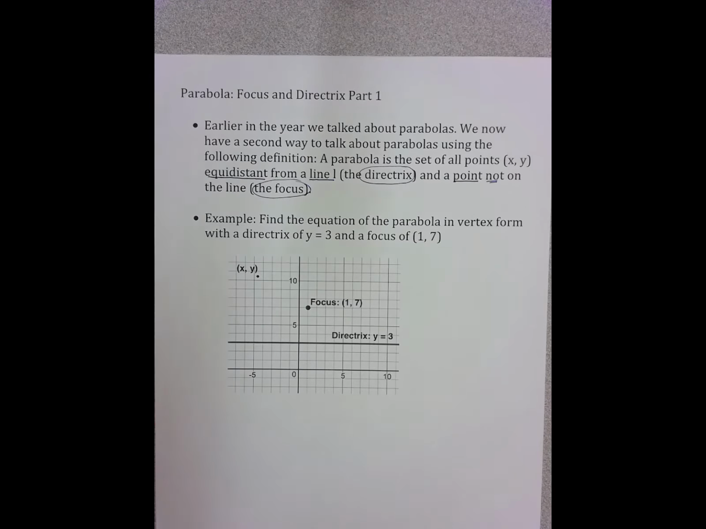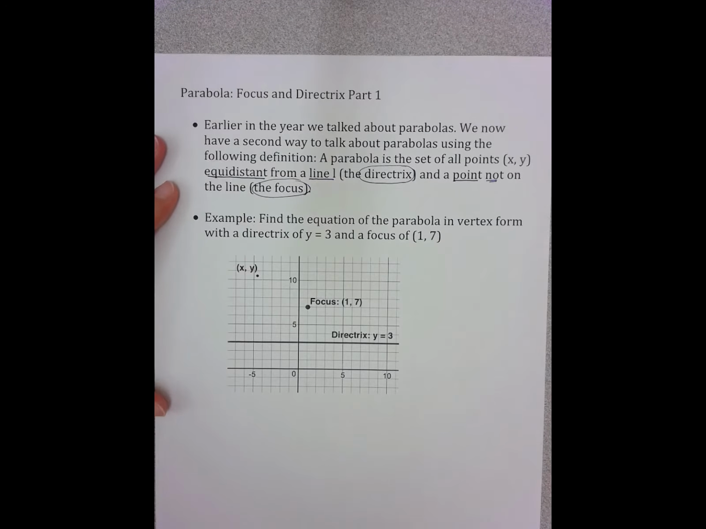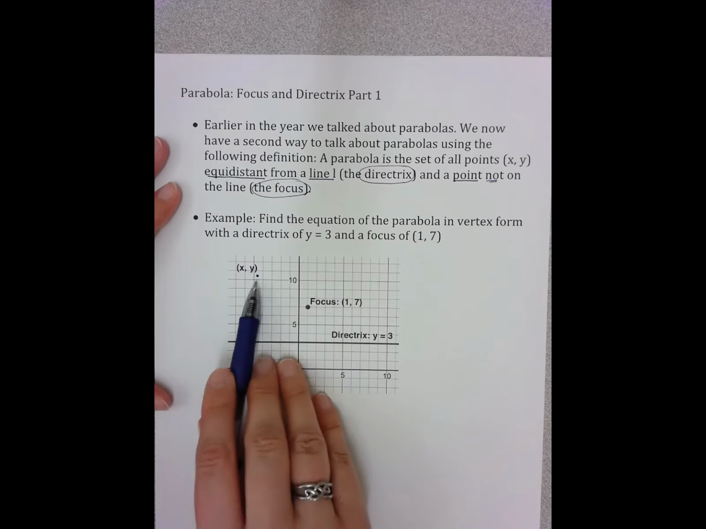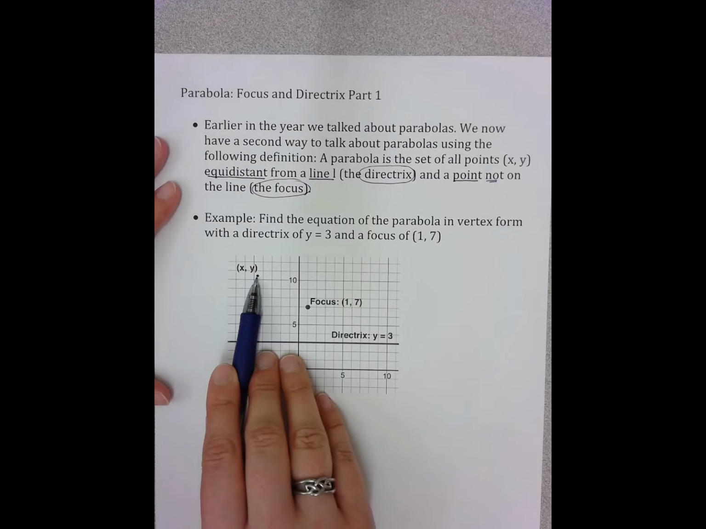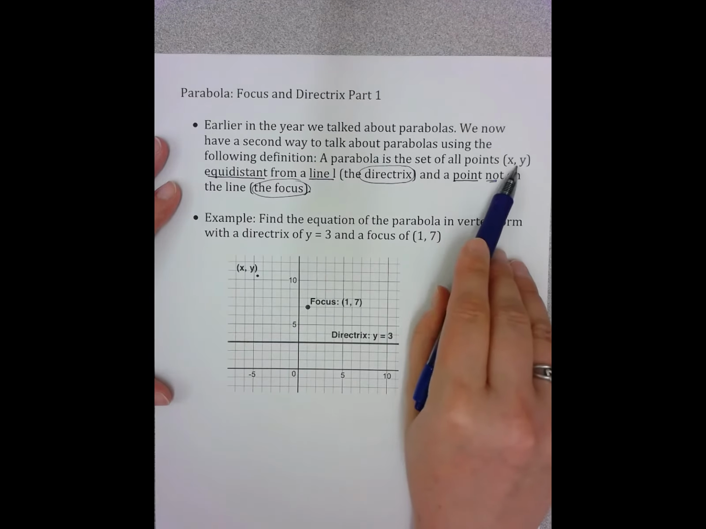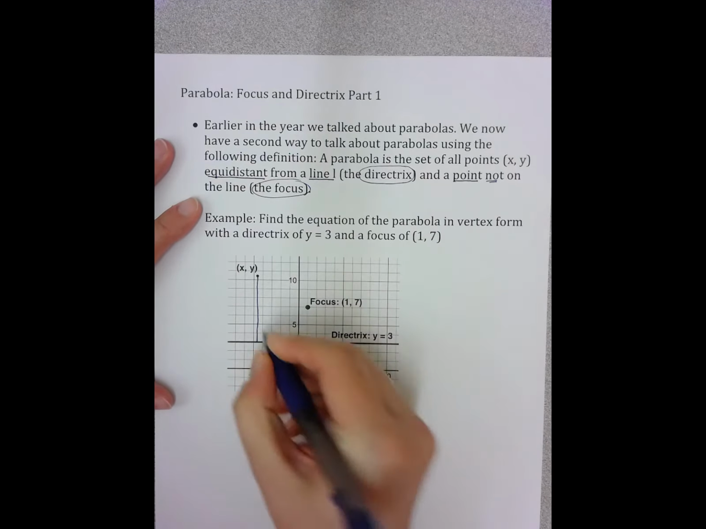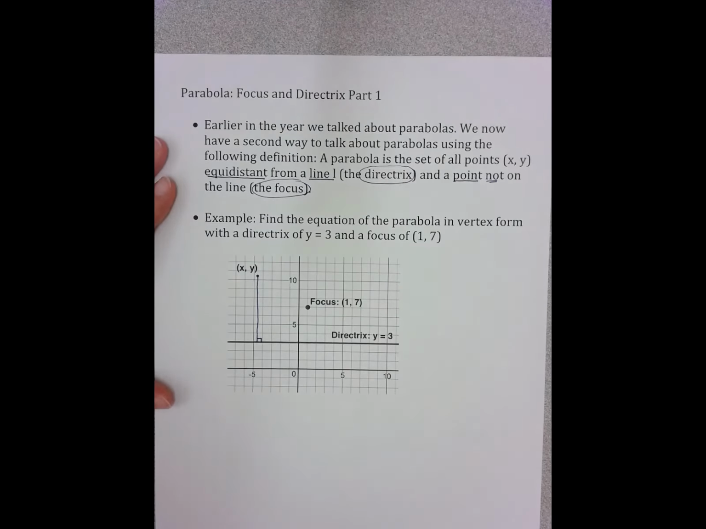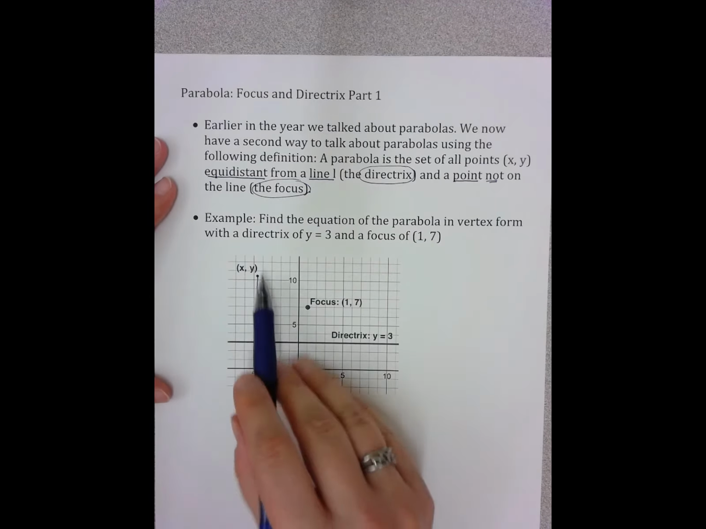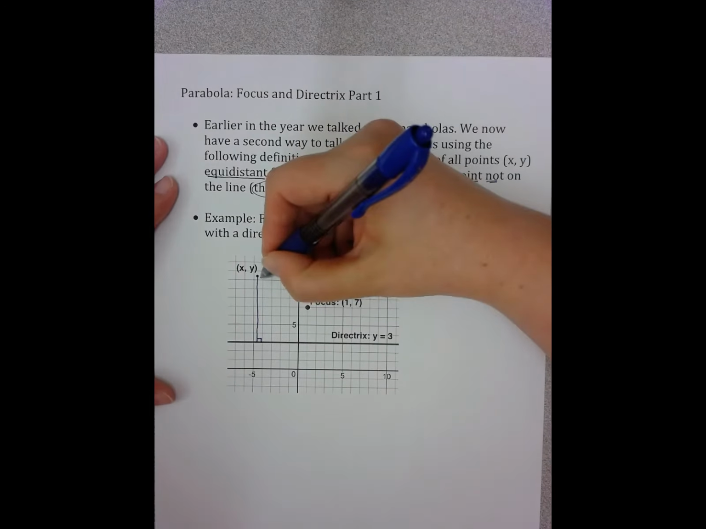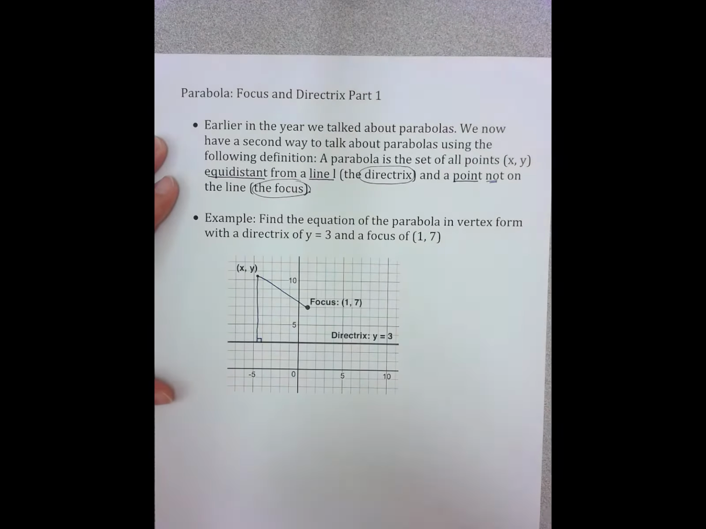So let's look at an example. Remember, distance, Pythagorean theorem. So we're going to be dealing with distance again. I've been given a focus, I've been given a directrix, and I have this arbitrary point. I need the distance from the point to the directrix. The important thing to remember is that that distance has to happen at a perpendicular. It has to reach the directrix at a 90-degree angle. And then I also need the distance from the point to the focus.